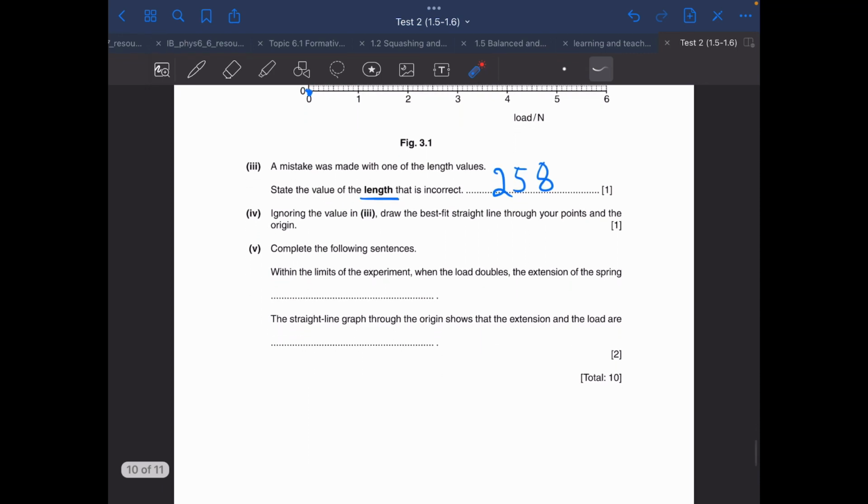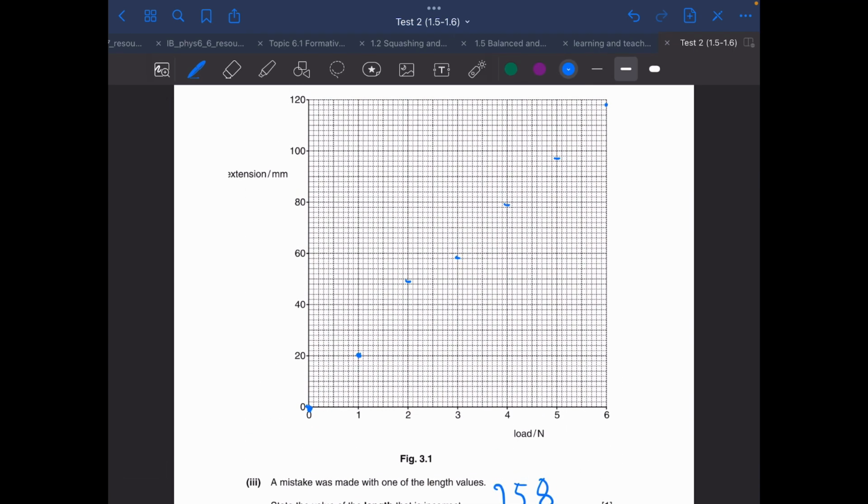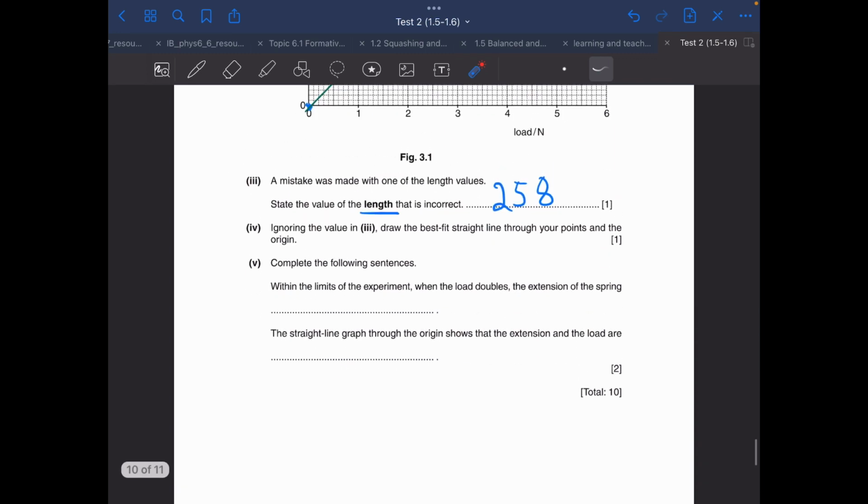4, ignoring the value of 3, draw a best fit line through all your points. Okay, let's see if I can do that. I'll change the color to green. And I'll try to make sure that I have one good best fit line going through my points. I think that's good, mostly. Can I adjust a little bit? No. I think that's the best I can do with my iPad. Yeah, this point is almost at the line, so is this, so it's fine.